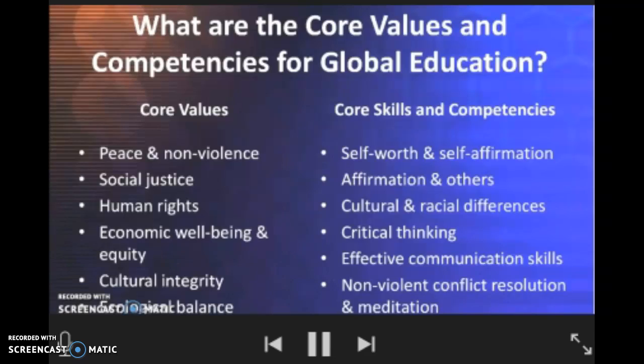So when we're looking at the core values and competencies for global education, the core values we want are peace and nonviolence, social justice, human rights, economic well-being, and cultural integrity. And then when you look into core skills and competencies, we look at self-worth and self-affirmation, affirmation of others, cultural and racial differences, critical thinking, effective communication skills, and nonviolent conflict resolution and mediation.